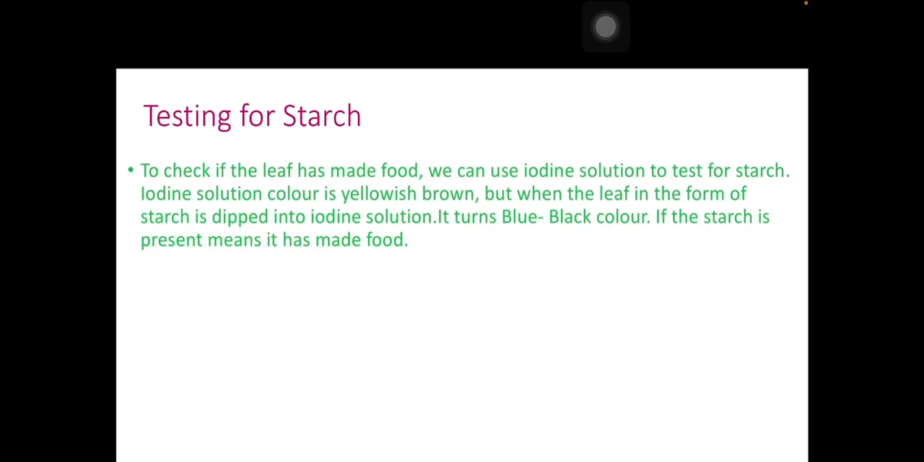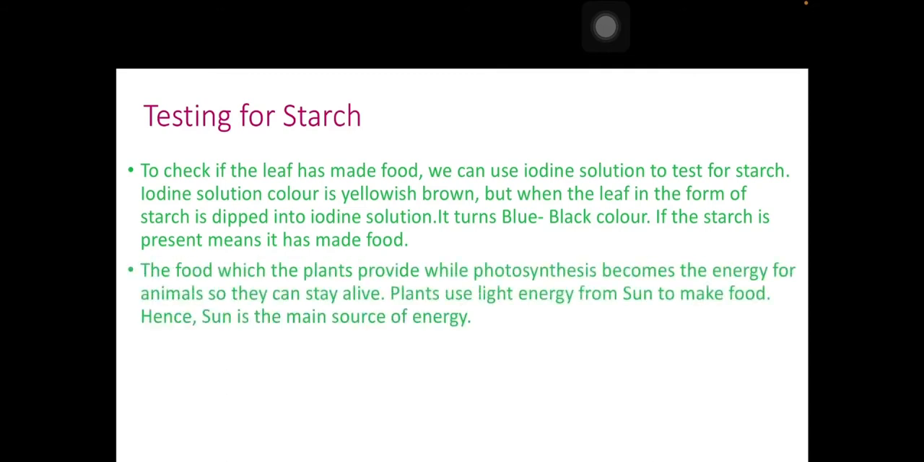Testing for starch. To check if the leaf has made food, we can use iodine solution to test for starch. Iodine solution color is yellowish brown, but when the leaf in the form of starch is dipped into the iodine solution, it turns blue-black color. If the starch is present, it means it has made food. The food which the plants provide while photosynthesis becomes the energy for animals so they can stay alive. Plants use light energy from the sun to make food. Hence, the sun is the main source of energy.